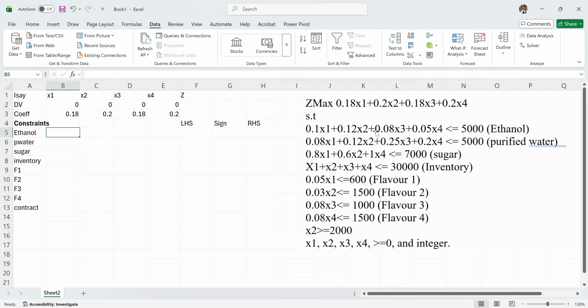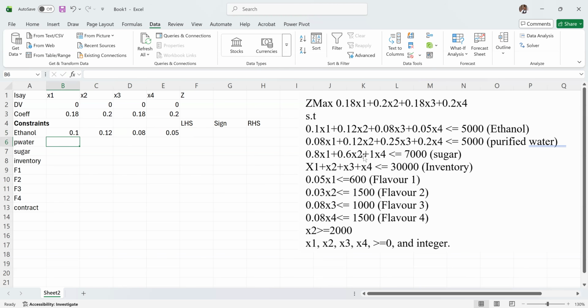Watch the ethanol. The first number is 0.1 in front of the X1. So type 0.1. The second number is 0.12. Type 0.12. 0.08. Type 0.08. And the last one is 0.05. Type 0.05. You are done. You go to the purified water.